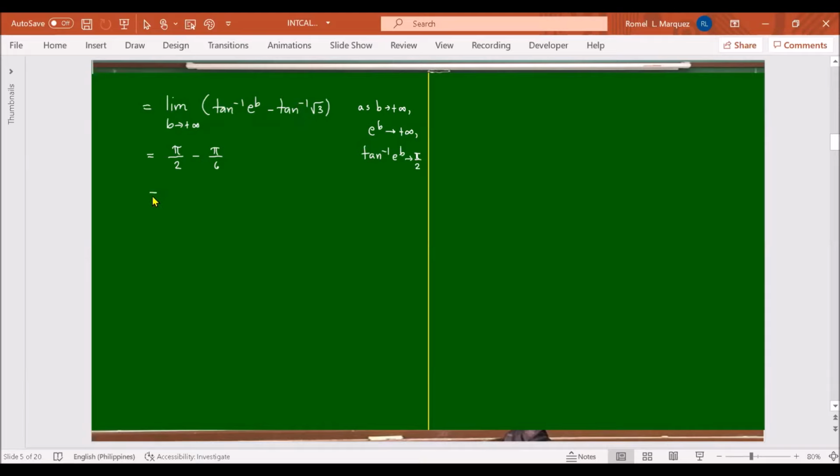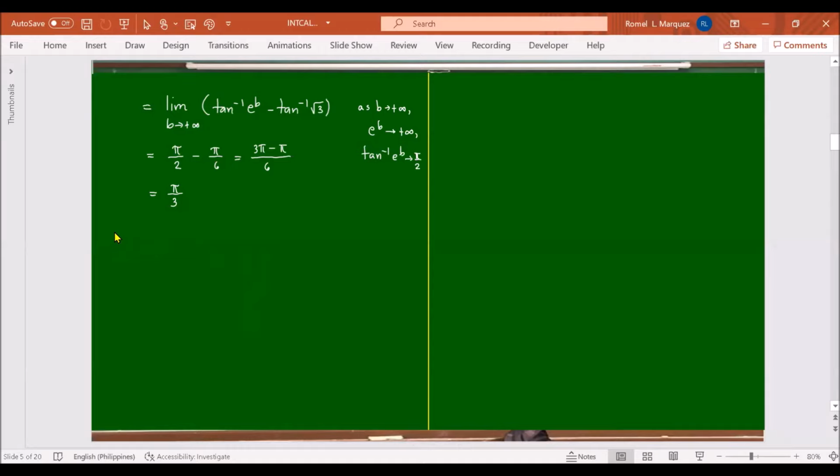Okay? So simplifying, the LCD is what? The LCD is 6. So we have 3 pi minus pi, and this is equal to 2 pi over 6, and that is pi over what? Pi over 3. Okay, guys? Since this limit is equal to a finite number, we say that the given improper integral is convergent and it converges to pi over 3.